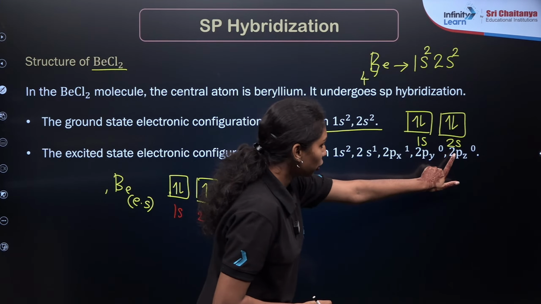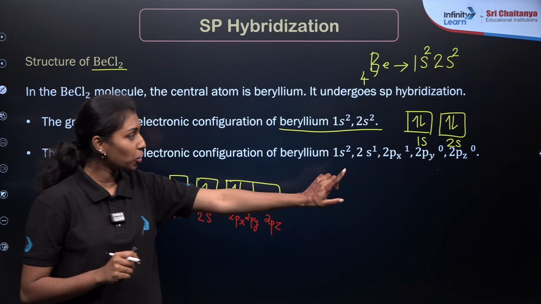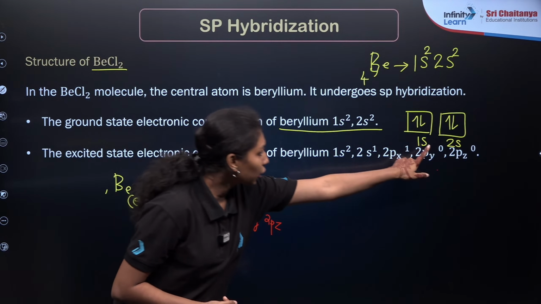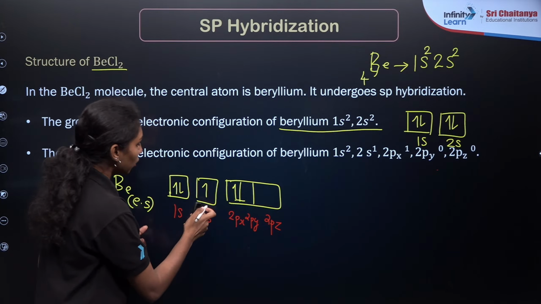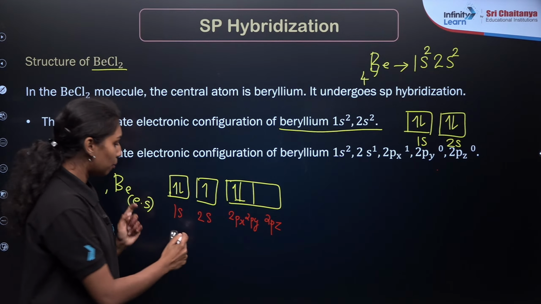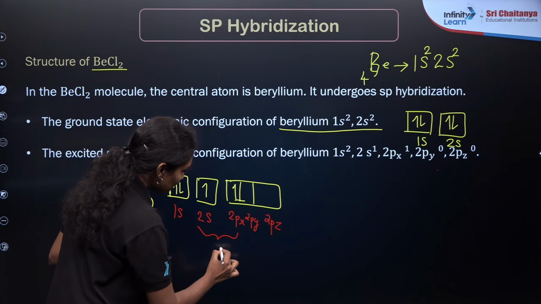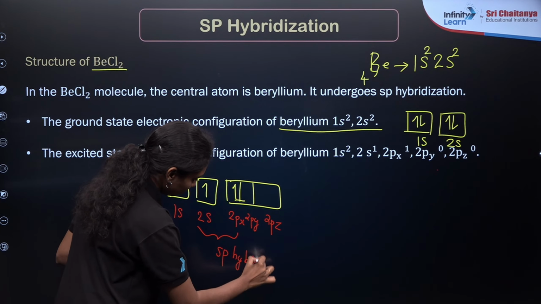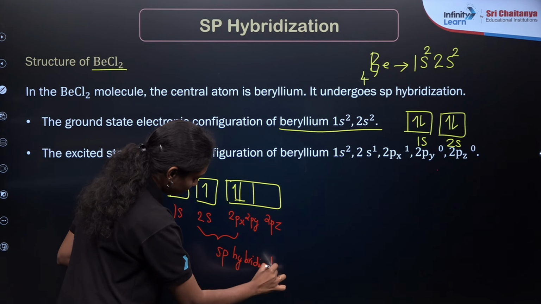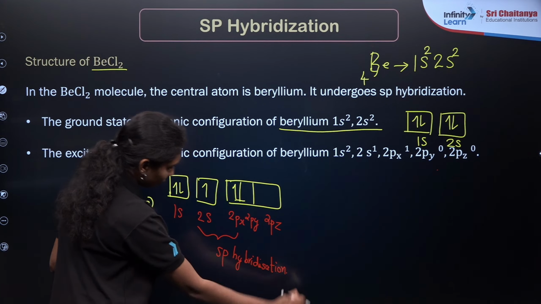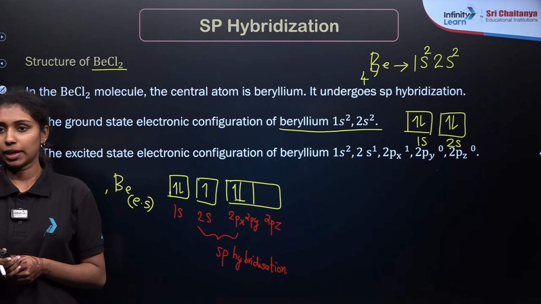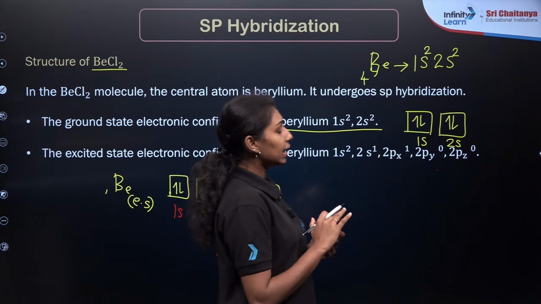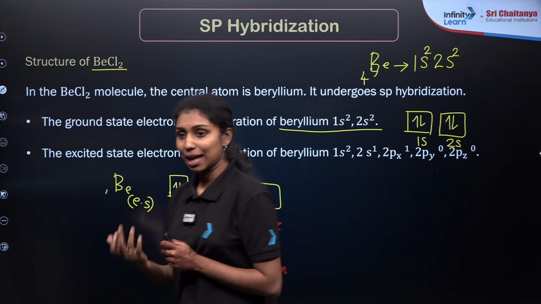This is the ground state electronic configuration of beryllium. In the 2s orbital, there are 2 electrons. Then at the excitation stage, one of the electrons from the 2s orbital goes towards the 2px orbital. So they will form the sp hybridization. I hope you understand how they form sp hybridization. We have already seen that beryllium undergoes sp hybridization.